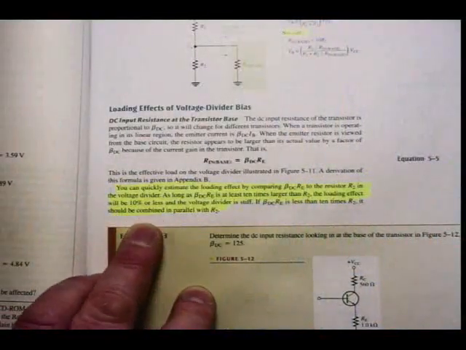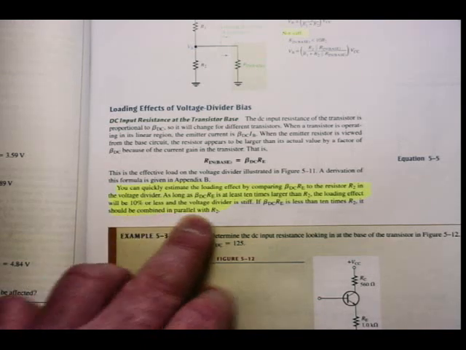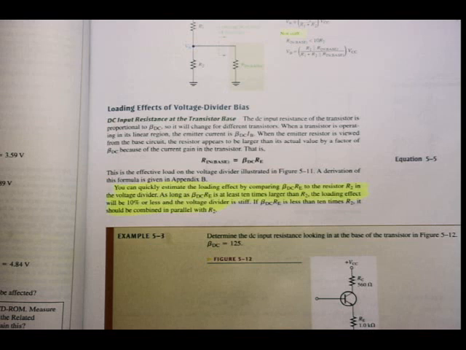Alright, so if we go back to the textbook again, as I've marked there, you can quickly estimate the loading effect by comparing beta DC times RE, that's the input resistance, R in at the base, to the resistor R2 in the voltage divider. As long as beta DC times RE is at least 10 times larger than R2, the loading effect will be 10% or less, and the voltage divider is stiff. If beta DC times RE is less than 10 times R2, it should be combined in parallel with R2, just as we've seen with the formulas there on top in figure 5.11.